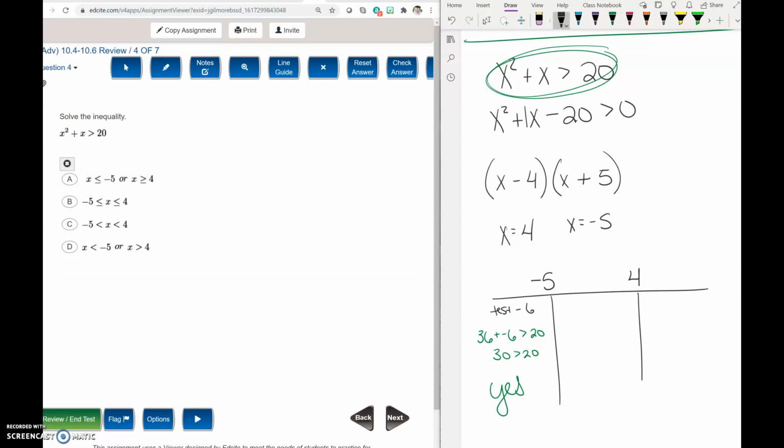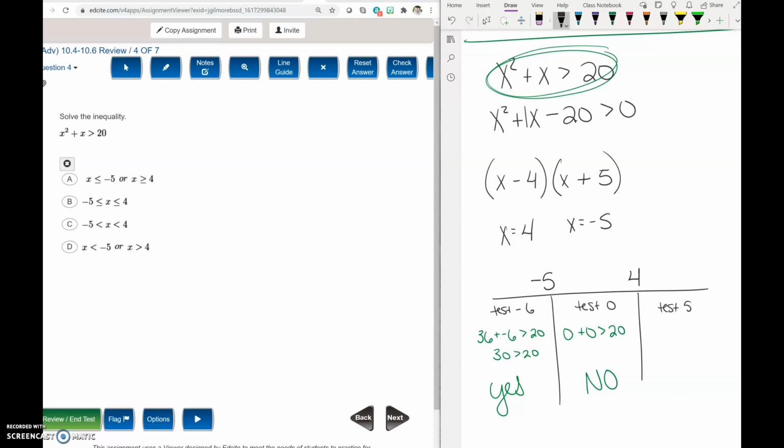In the middle, I'm going to test something in between -5 and 4. I love to test 0 because I think 0 is a really easy number to plug in there. 0 squared is 0 plus 0. Is 0 greater than 20? No, it is not. Then I need to test something bigger than 4.